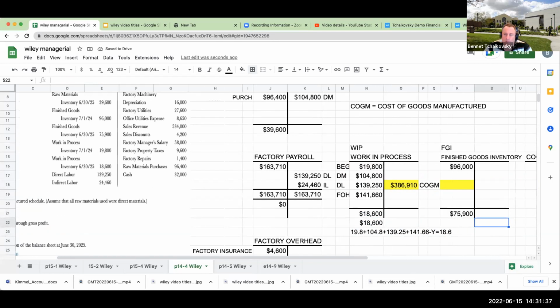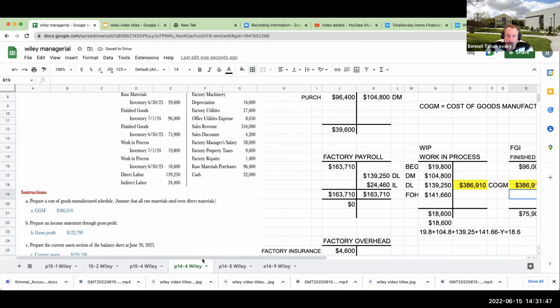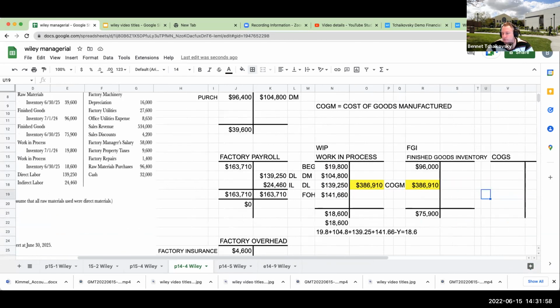So that's our work in process, right? So this is going to travel over here to our finished goods inventory. So this is our cost of goods manufactured. Now let's just see something here. 386,910. I guess we got that correct. Very exciting. Okay. So this is why this is a lot easier to do than that cost of goods manufactured statement. But again, ask your instructor and don't do anything illegal.